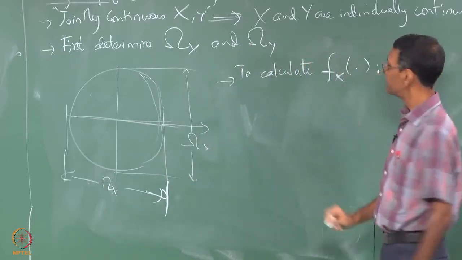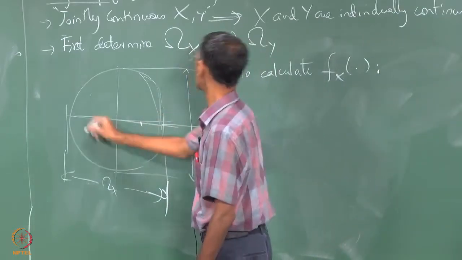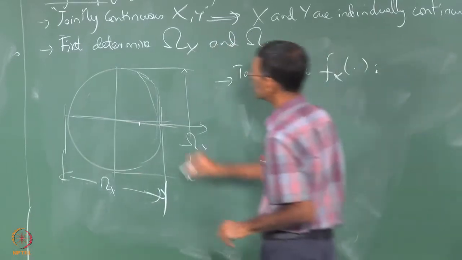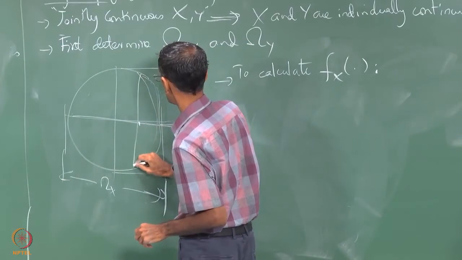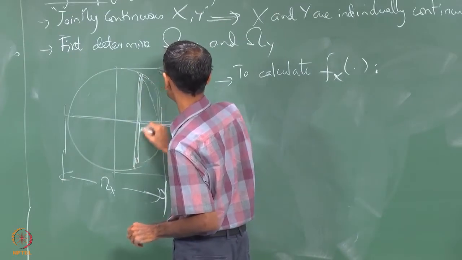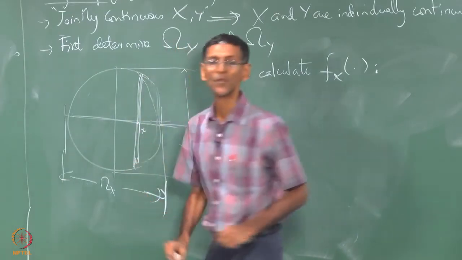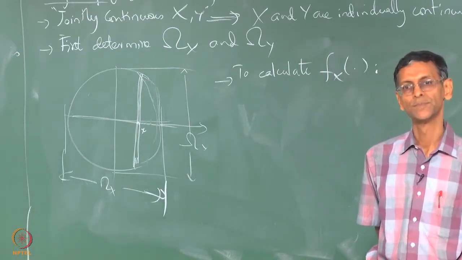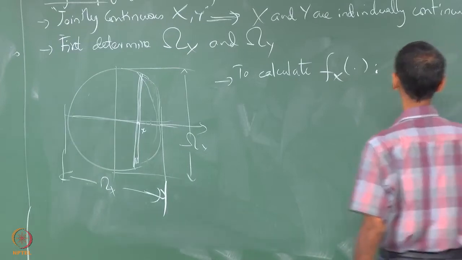What do you do? You pick some x in omega x, just like we did in the discrete case. You draw a vertical line. So let us say you want to calculate the PDF of x at this point. So you draw a vertical line with width delta x.